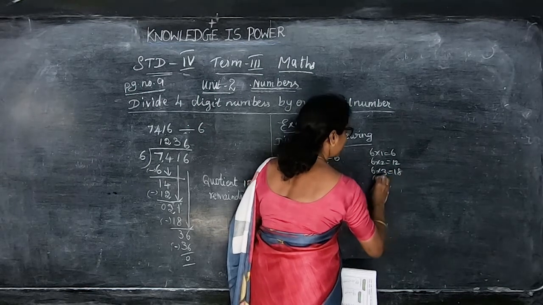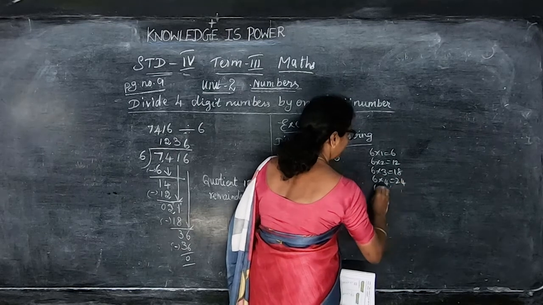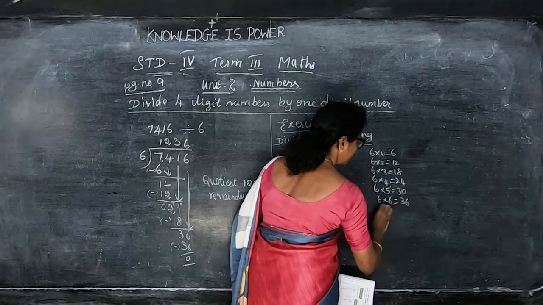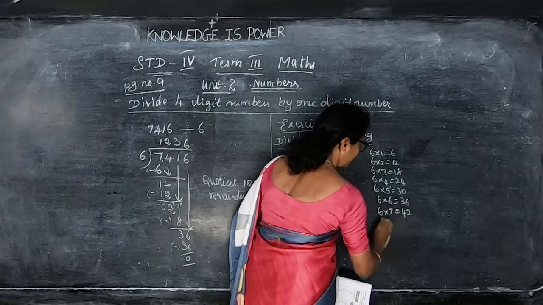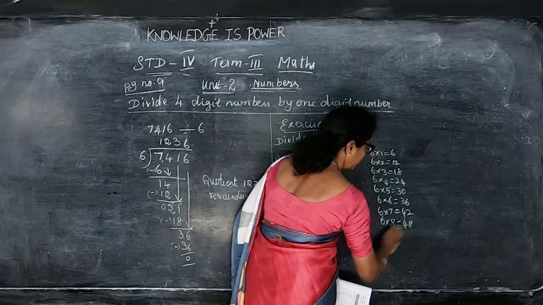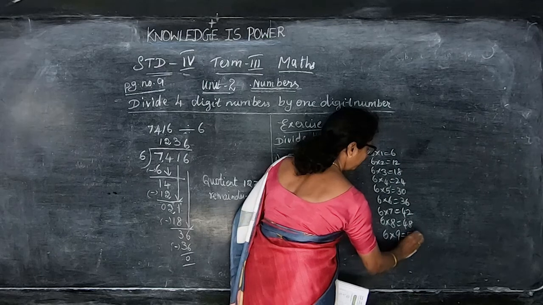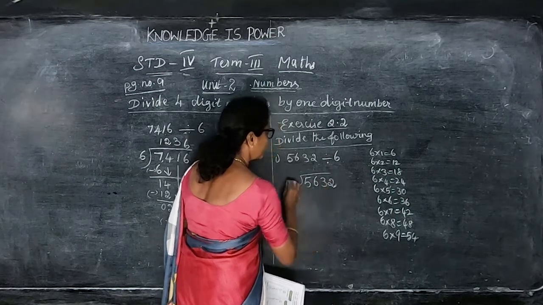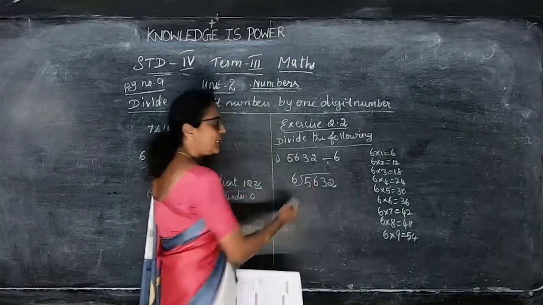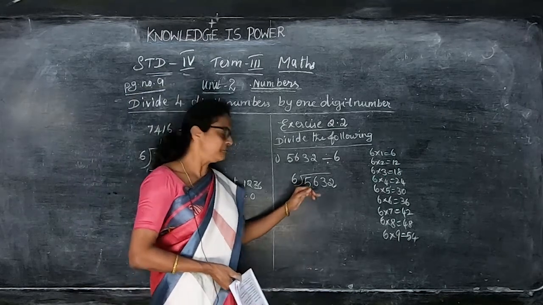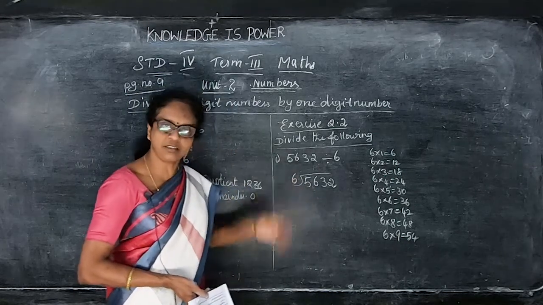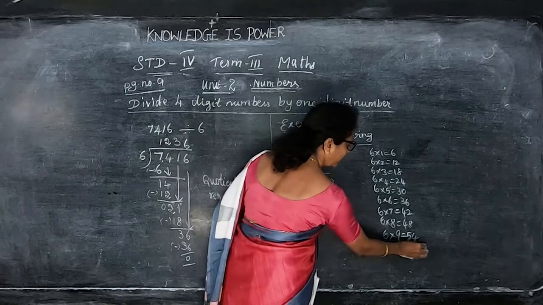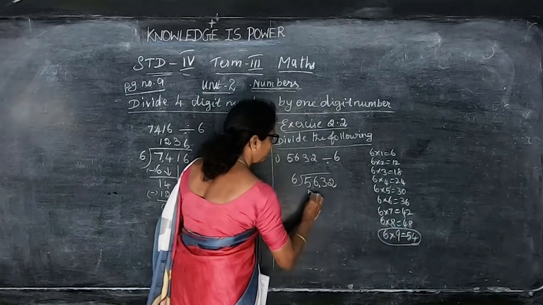You can write the 6 tables by the side of your notebook and say the tables. 6 5s are 30, 6 6s are 36, 6 7s are 42, 6 8s are 48 and 6 9s are 54. So now we can divide. You know the division: 5,632 and the 6 tables. We can't take one number because 5 is smaller than 6, so we can take the 2-digit number, that is 56. In this table we get only 54. So you can put 54 here.